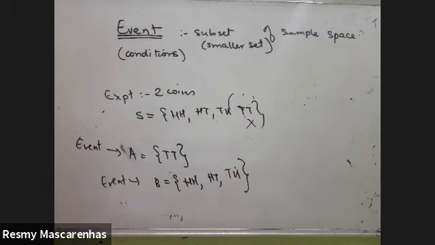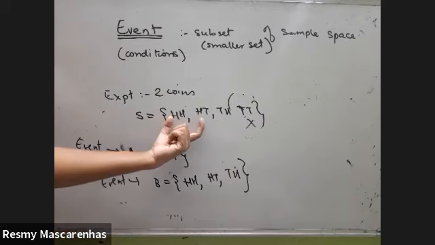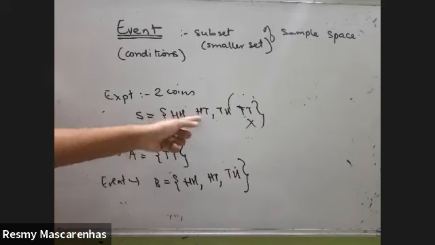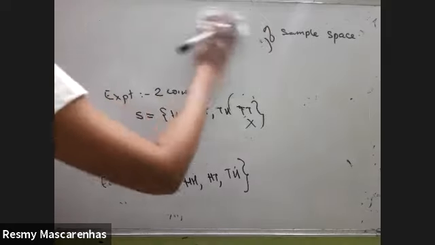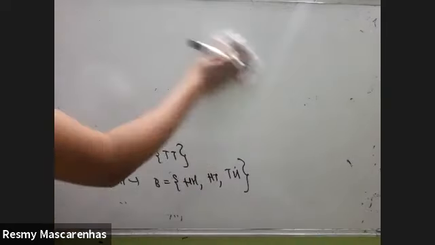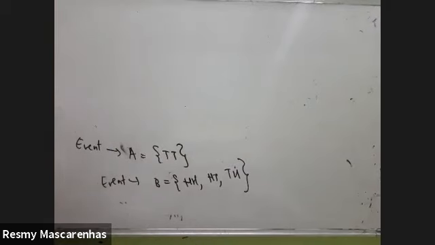Like that, I can make any kind of event, put any condition. Like event C could be, first coin should show head. Then what you'll write? Only these 2 answers, wherever the first coin is showing head. So this is the definition of event. Now there are different types of events.